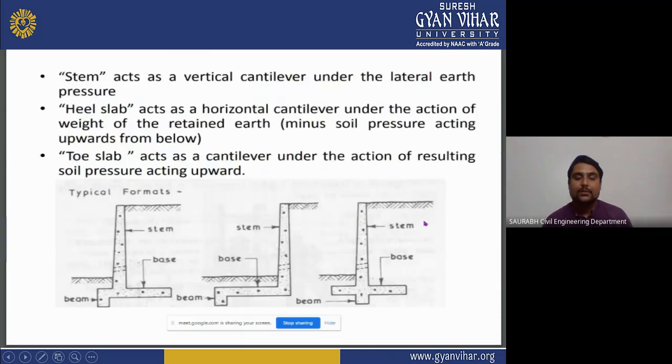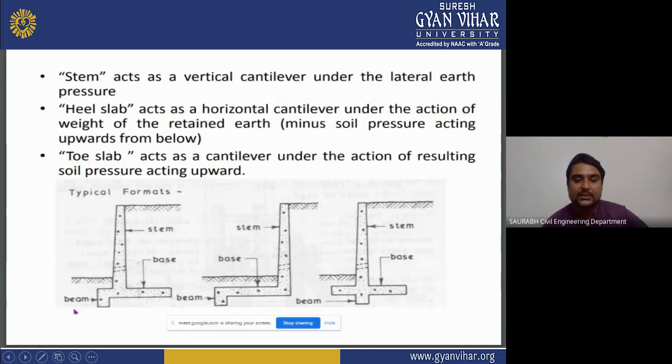Now we will see one by one what is the work of these parts of the cantilever retaining wall. First one is stem. Stem acts as a vertical cantilever under lateral earth pressure. Heel slab acts as a horizontal cantilever under the action of the weight of retained earth minus soil pressure acting upward from below. What is the work of toe slab here? We can see it acts as a cantilever under the action of resulting soil pressure acting upward.